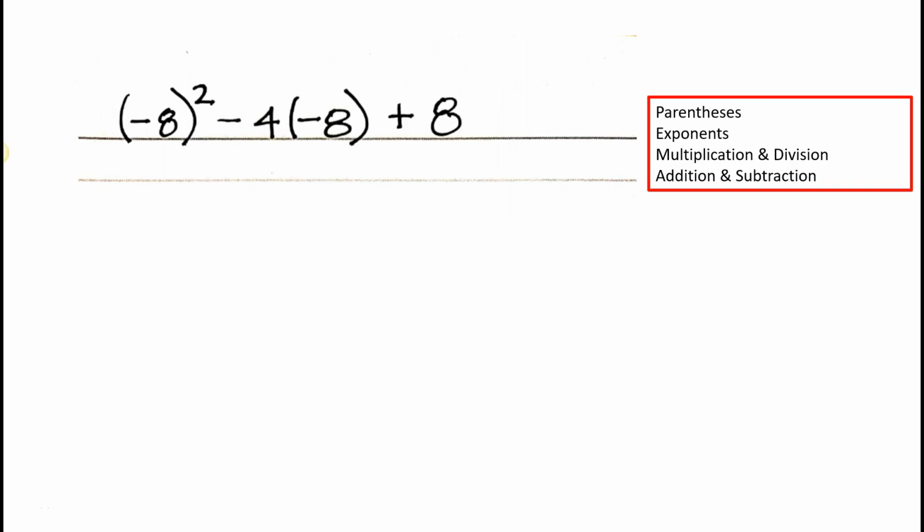Okay, let's take a look at this order of operations problem. We have the number -8 being squared. Then we are going to minus the number 4 times -8. Then we are going to add 8. And you will notice off to the right, I have our steps that we follow for the order of operations.